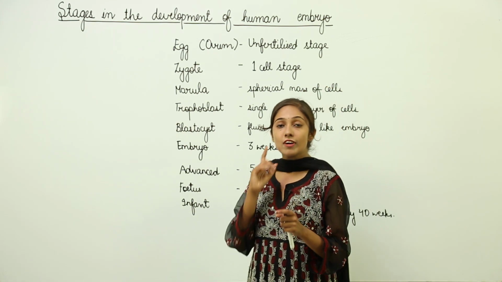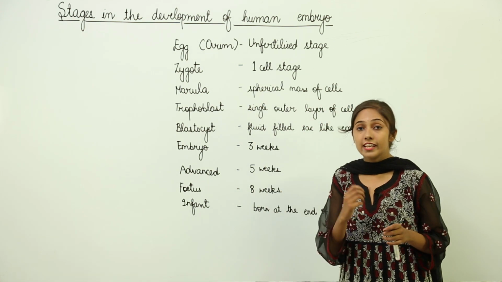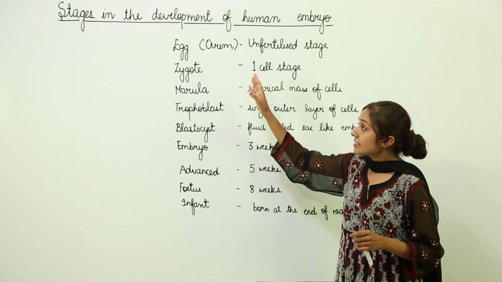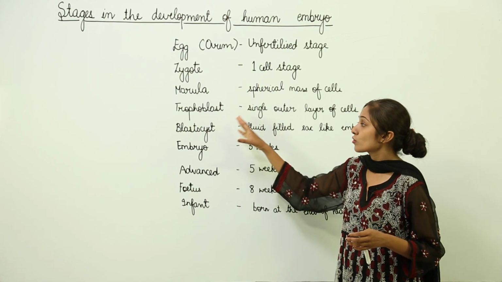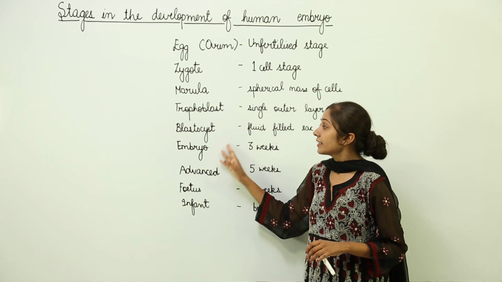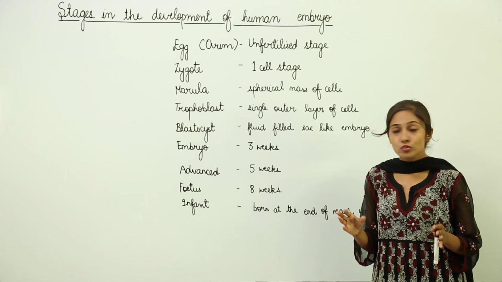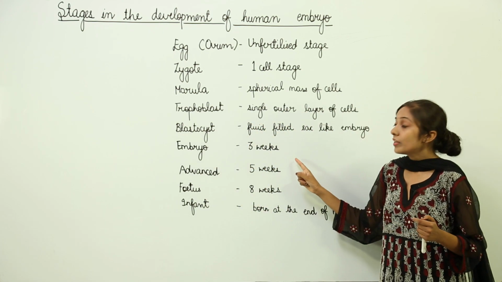Just remember, first unfertilized stage we have egg or ovum, the first fertilized stage we have the zygote, then zygote further divides to form morula, morula further divides to form trophoblast, trophoblast has a large cavity inside also, and then we have blastocyst, then this blastocyst gets implanted in the uterus, and after this we have embryo at the 3 week stage.